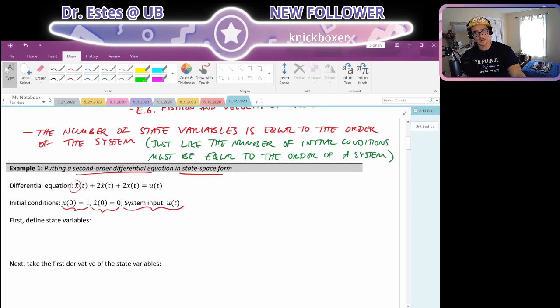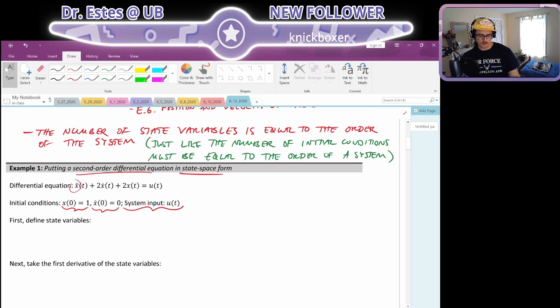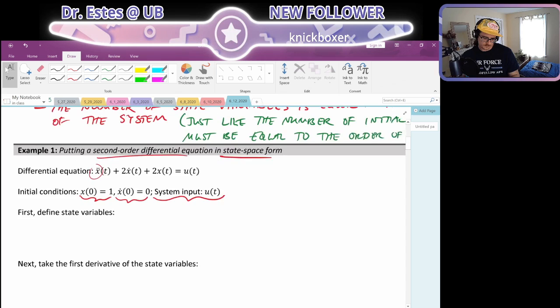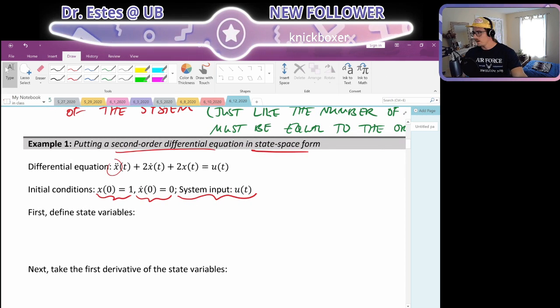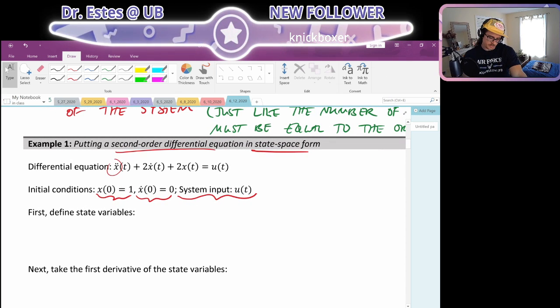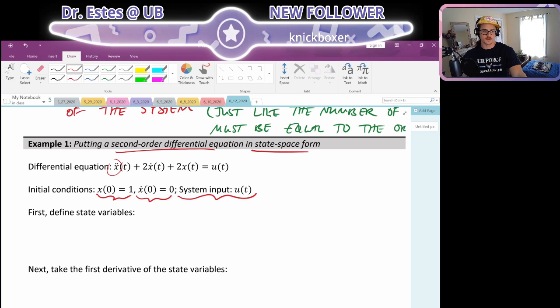So let's define some state variables. And throughout today, I'm going to tell you some common ways of defining the states. You can be creative with state definitions, but I would wait until you get a little more familiar with state space. So for now, I'm going to show you some standard ways of defining the states, and I would just go with those for now. All right, we're going to define 2 states, my friends, because this is a second order system.